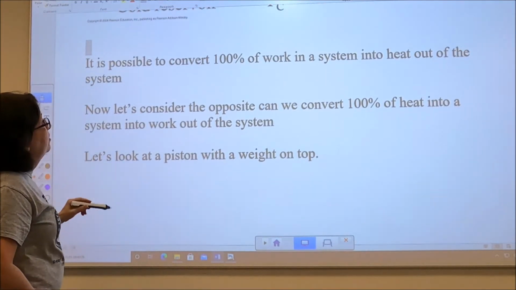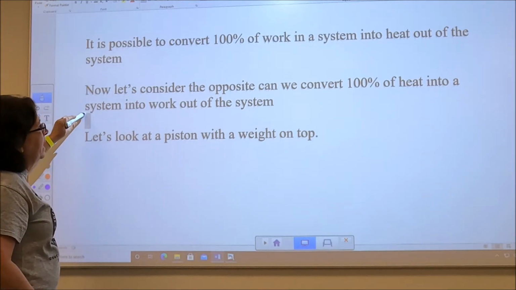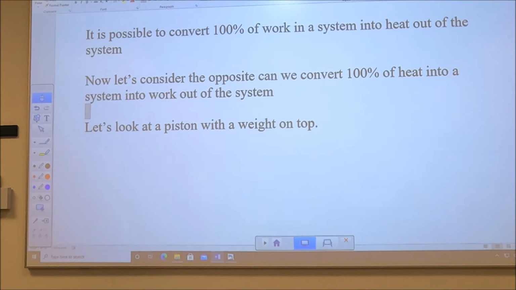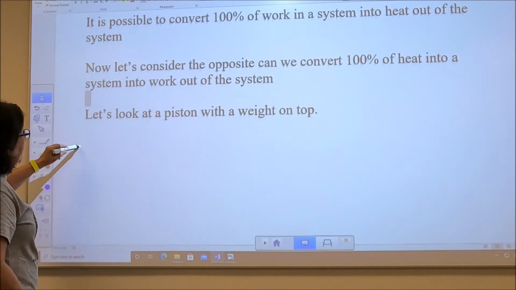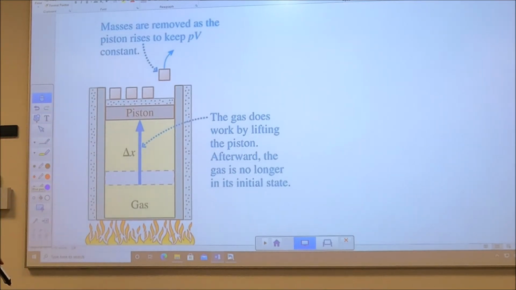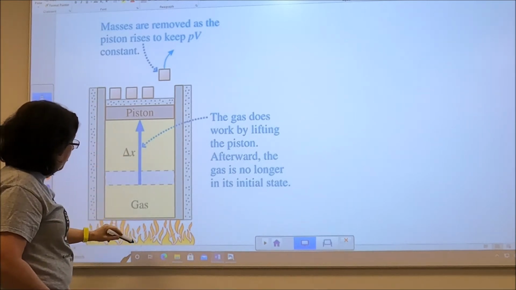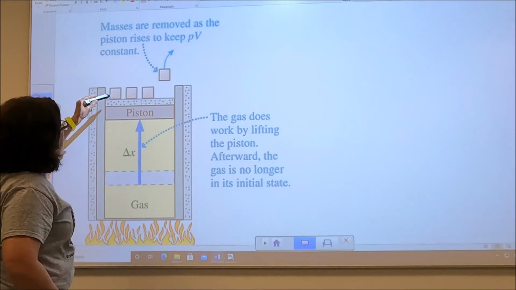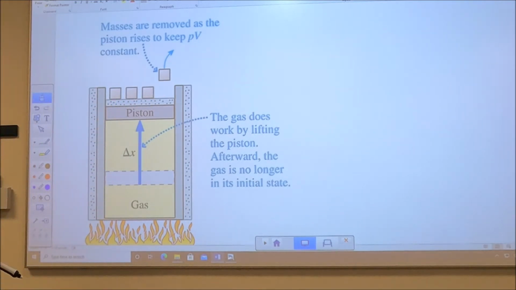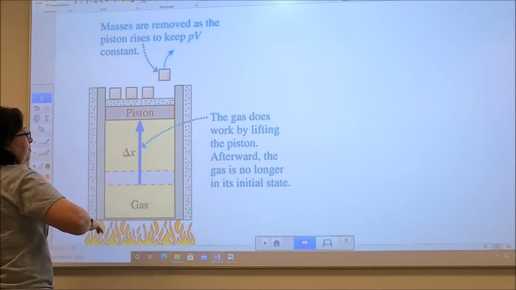Now we ask the question, can we convert 100% of work into a system? Well, we already talked about that. We can. Now let's consider the opposite. Can we convert 100% of the heat in a system into work out of the system? So let's take a piston, trap a sample of gas, very insulated, except here on the bottom where I have it connected to a hot reservoir, and I put masses on here. So it started out down here, and as we heated up the gas, it lifted the piston.